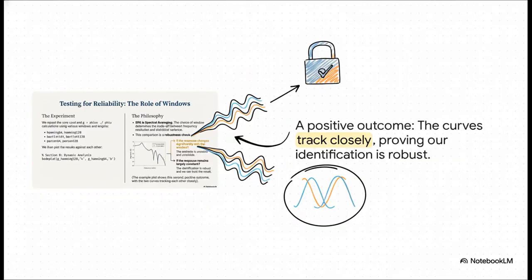And here is the result from our data. The two curves, each one calculated with a different analysis window, are tracking each other super closely across the entire frequency range. This is beautiful. This is exactly what we wanted to see. This outcome confirms that our identification of the system is solid. We can now move forward feeling really good that the system G we've calculated is a trustworthy picture of what's really going on.